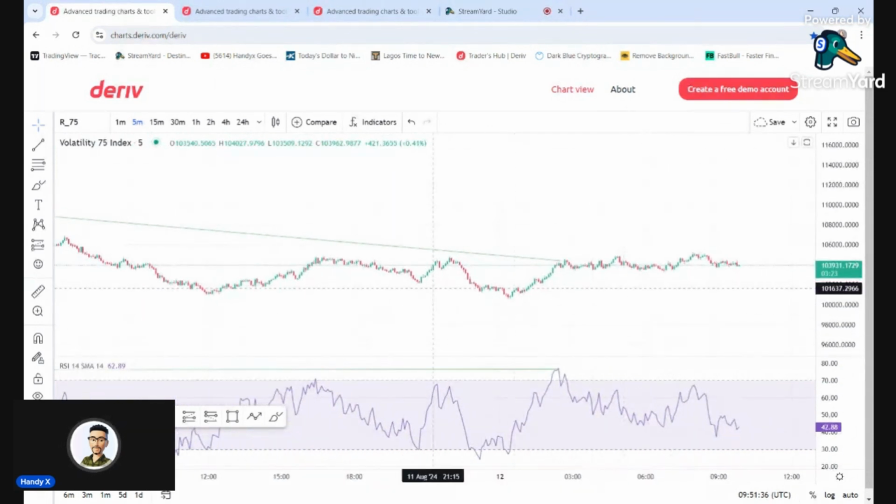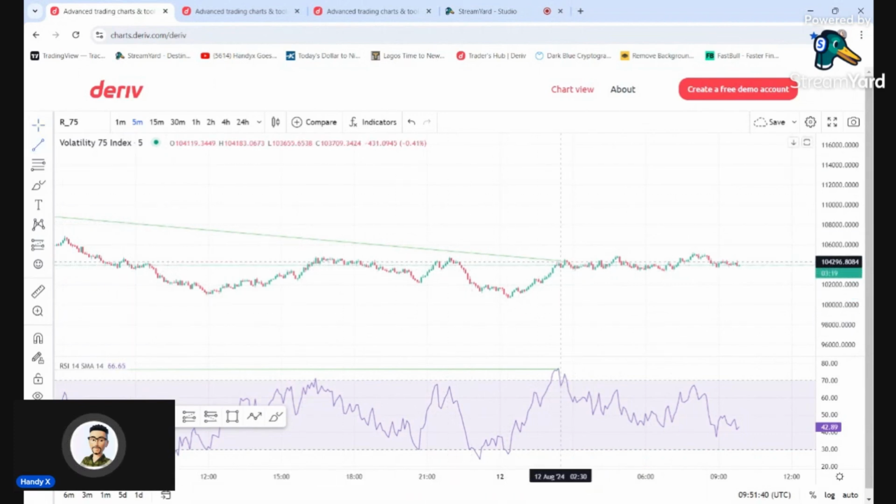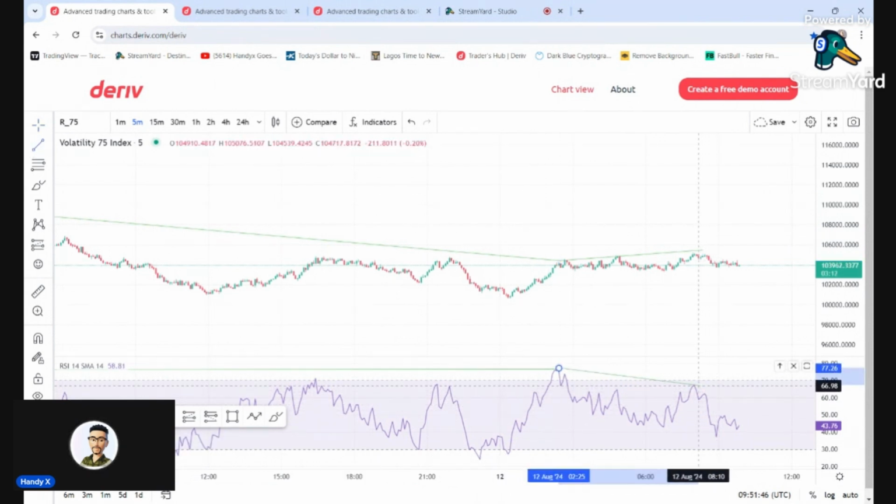Now, this is a hidden divergence for a bearish move, right? So we'll go for a regular divergence for a bearish move. Look at this, and then we'll look at this. This is beautifully made, right? Yeah. So that is it.